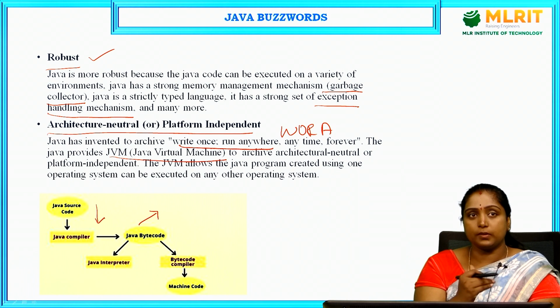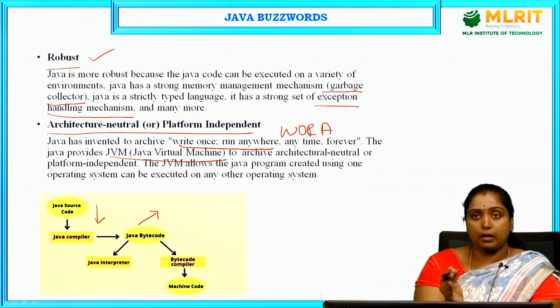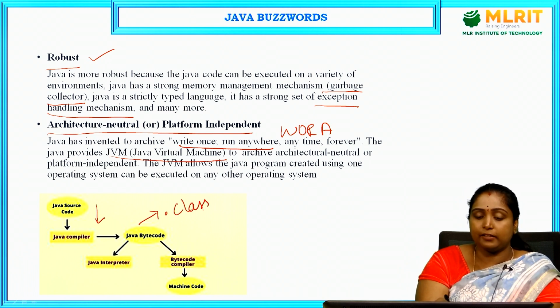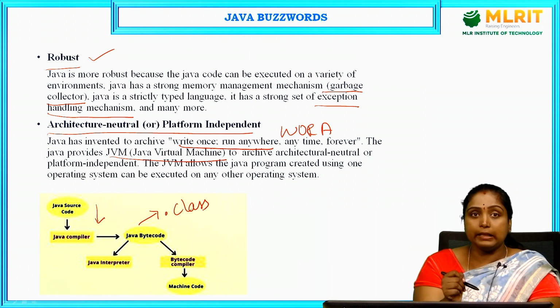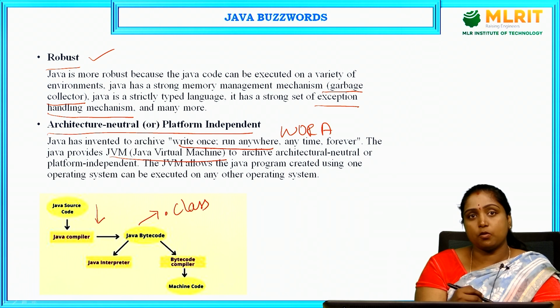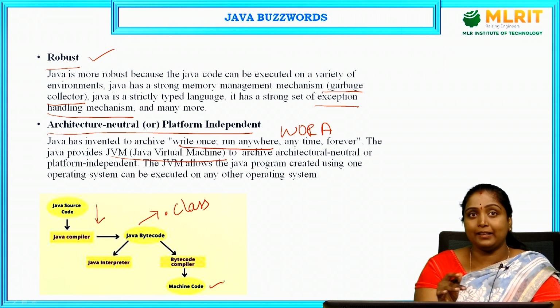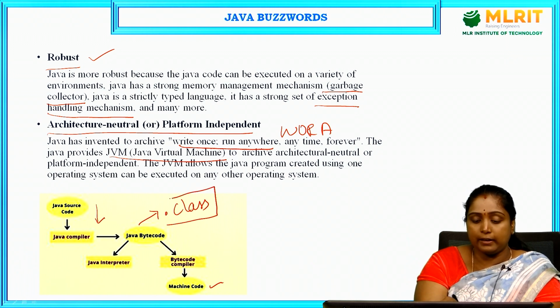Whenever you supply Java source code to the Java compiler and compile your program, you will have a .class file as an output of this program. This .class file, whenever you interpret it with the Java interpreter, will give you the machine code. So how can you say it is write once, run anywhere? Like this .class file.